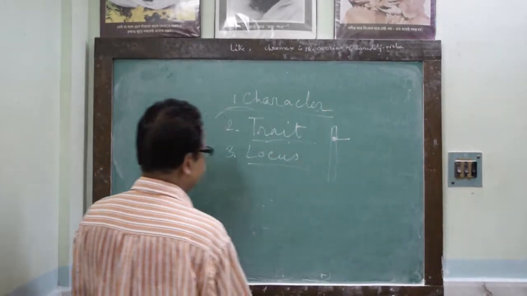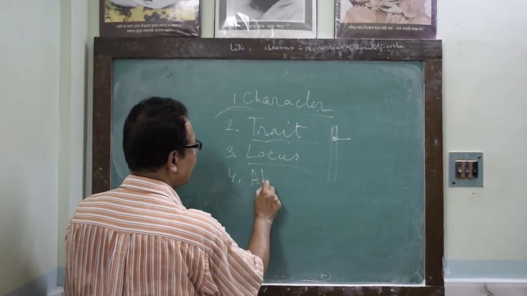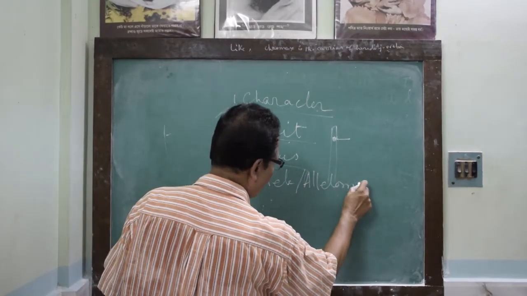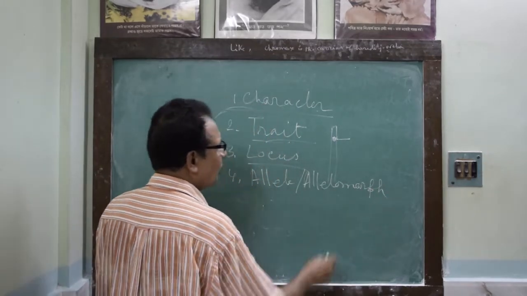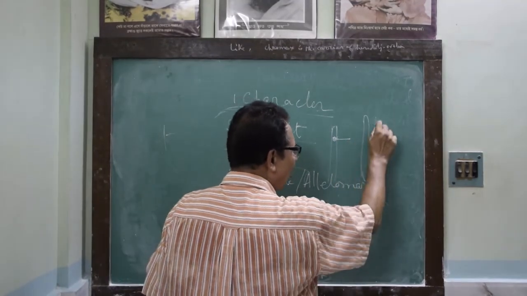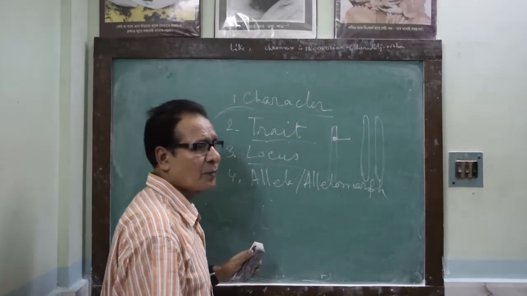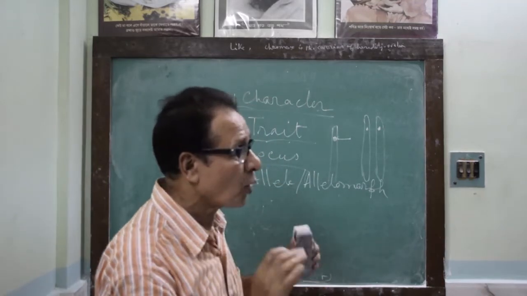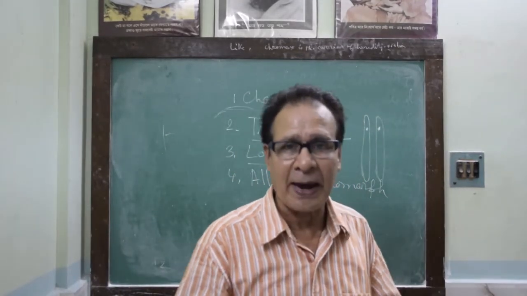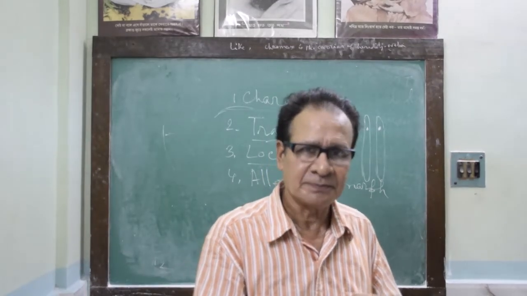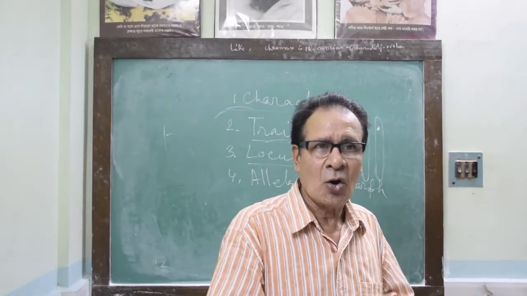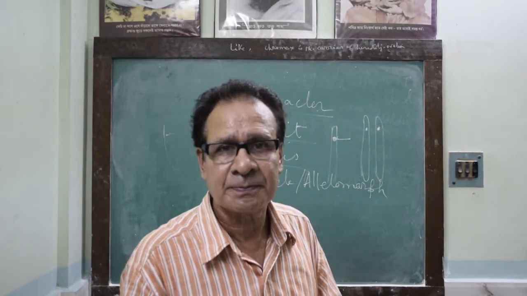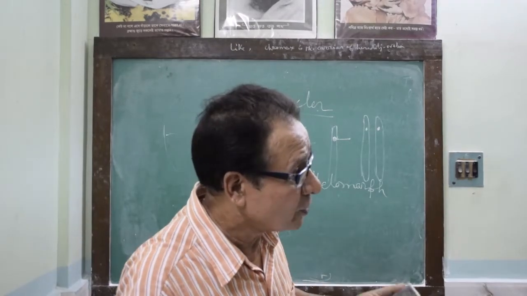Then allele or allelomorph. Look, in a pair of homologous chromosomes, the two genes situated at the same locus of a homologous chromosome pair are said to be alleles of each other. In reality, an allele is each of two or more alternate forms of a gene that appear due to mutation.